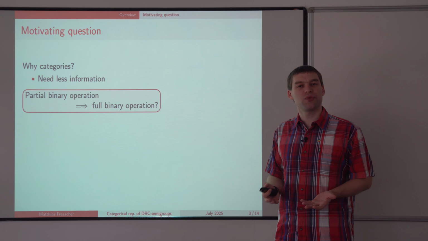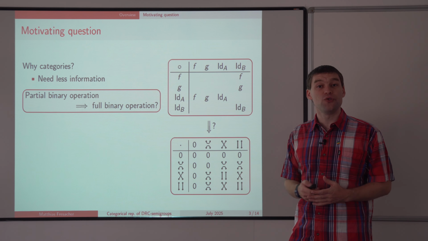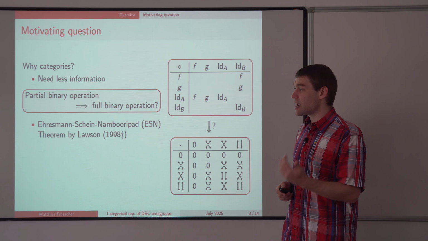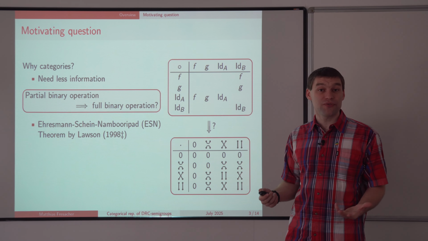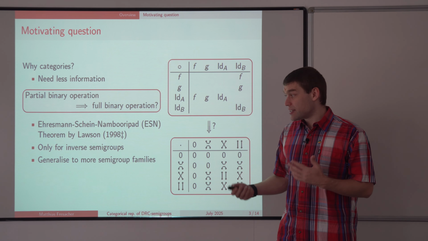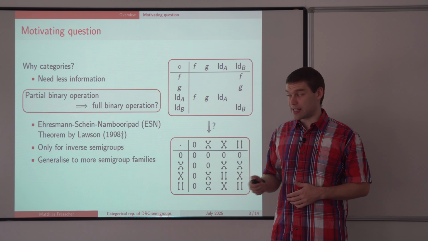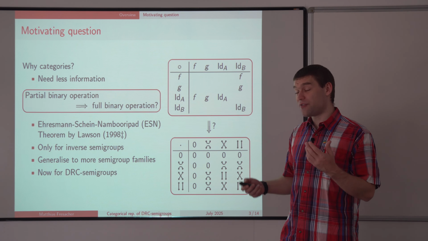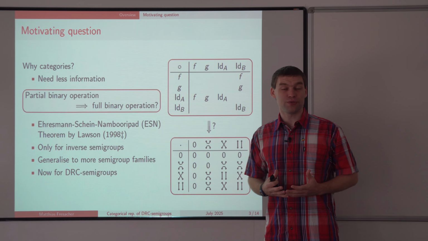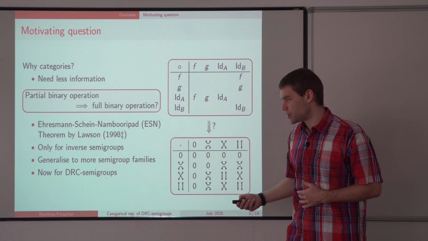So that then leads to the question, if I start off with a partial binary operation, can I recover the full binary operation? Spoilers, yes we can, according to the Ehresmann and Bourdieu ESN theorem, but this was only true for inverse semigroups. Since then, there's been a large effort to try and generalize this to other families of semigroups. And today I'm going to present to you the latest installment in this work for DRC semigroups.